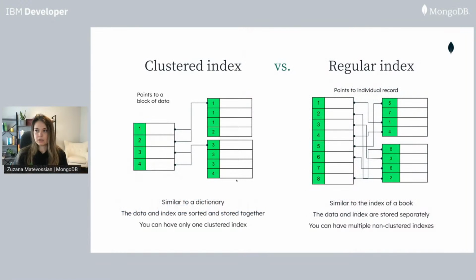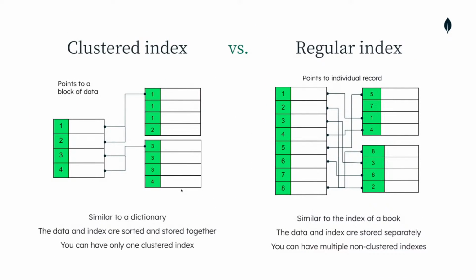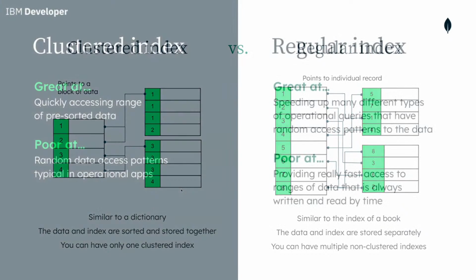We also released a set of features such as the clustered index, which is different than the regular indexes that we have in MongoDB. Mongo comes with a wide variety of indexes, ranging from compound indexes through unique indexes, geospatial indexes, and text indexes. So there are a lot of indexes that you can have in MongoDB, but the clustered index is unique because it is specifically useful for time series data. It's more similar to a dictionary than a traditional index because data is sorted and stored together. You also can only have one clustered index per collection.